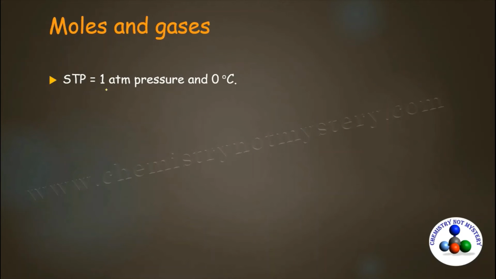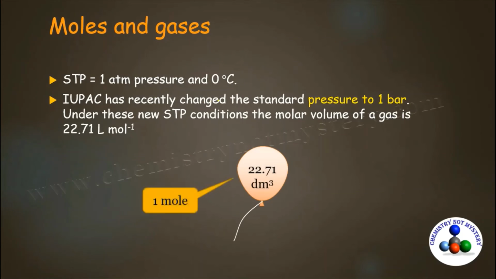Previously, STP was the condition of 1 atmosphere pressure and 0 degrees centigrade temperature. But now IUPAC has recently changed the standard pressure from 1 atmosphere to 1 bar. That's why the value of molar volume has also changed. Now it is 22.71 dm³, which is equal to 1 mole. Though we are still using 22.4 dm³ to solve numerical problems based on it.